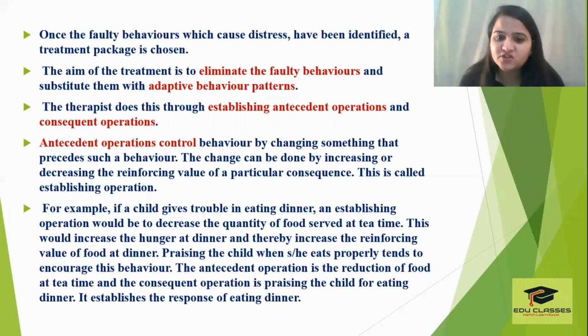यहाँ पे the antecedent operation is the reduction of food at tea time and the consequent operation is praising the child for eating dinner. It establishes the response of eating dinner. यानी आपने एंटीसीडेंट ऑपरेशन क्या एस्टैब्लिश किया, आपने खाना रिड्यूस कर दिया पहले, एंड कॉन्सिक्वेंट ऑपरेशन यानी आपने दो ऐसी चीजें की. One is antecedent which is before the behavior and another is consequent operation which is after the behavior. बिफोर द बिहेवियर आपने क्या किया, you reduce the food. What did you do after the behavior, after he had the dinner, you praised the child. So these two operations actually help in achieving the adaptive behavior pattern that the therapist is aiming to achieve.